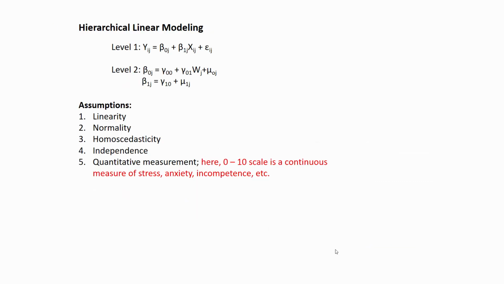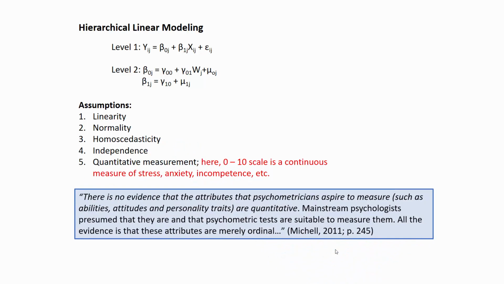These daily ratings could of course be analyzed with hierarchical linear modeling using the 2 levels of equations shown here and relying on the list of 5 assumptions. Notice the last assumption involves measurement, but it's important to point out here that there's no scientific evidence that stress or feelings are structured as continuous quantities. Indeed, there's no evidence that the attributes that psychometricians and psychologists aspire to measure, such as abilities, attitudes, and personality traits, are quantitative.